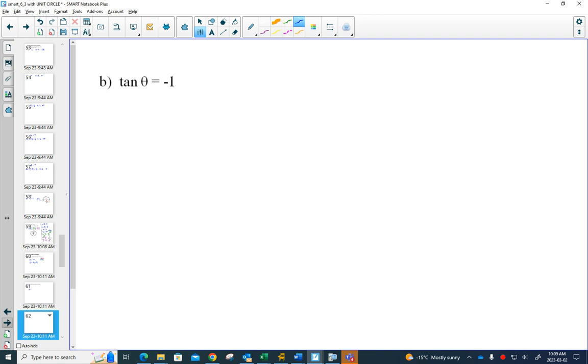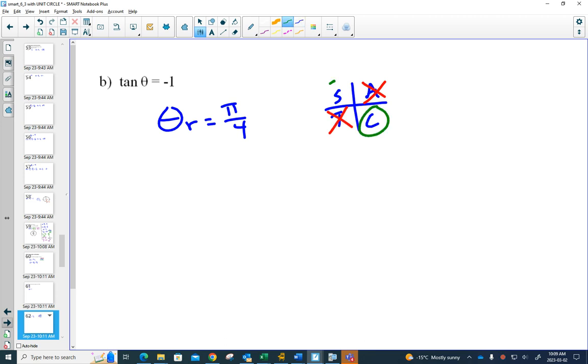Is tan ever equal to 1? What family is that? So as soon as you figure out your family, you've figured out your reference angle. Then according to our CAST rule, tan is negative, so it's not in quadrant 1 or quadrant 3. It has to be in quadrant 2 and quadrant 4.